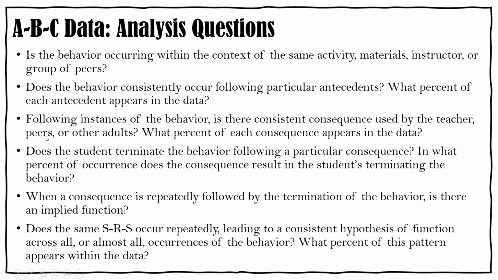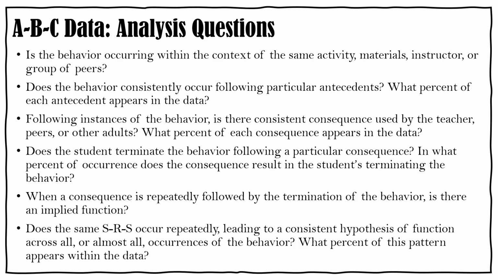And then following the instances of behavior, these last 4 questions: is there a consistent consequence that is used by the teacher, peers, or other adults? So does the teacher repeatedly provide attention to the kid or come and address the kid? Does the kid repeatedly get to go to the office after he engages in the problem behavior, and things like that? And so you can actually quantify these and get a percentage of how many times the antecedents that you see reoccurring actually occur in your data.